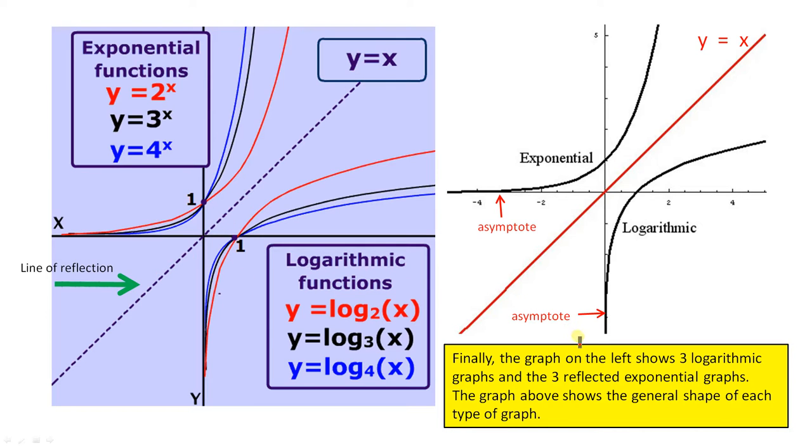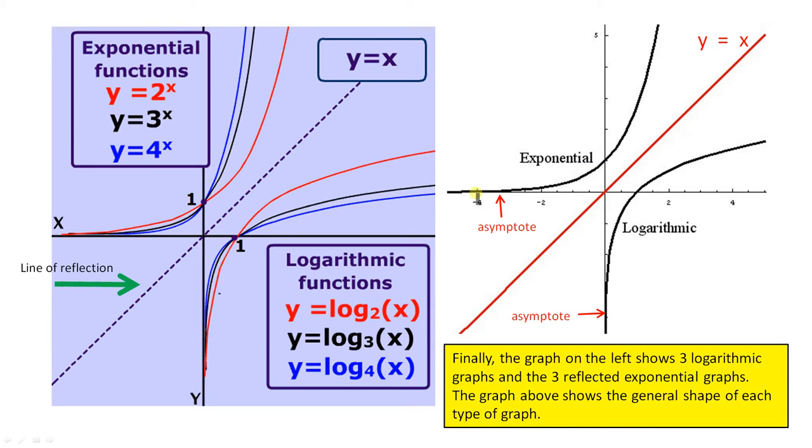So to finish off, the graph on the left shows 3 logarithmic graphs, which are here, and the 3 reflected exponential graphs, which are here. The graph above shows the general shape of each type of graph. So the important thing to note here is logarithmic graphs take this shape, and exponential graphs take this shape.